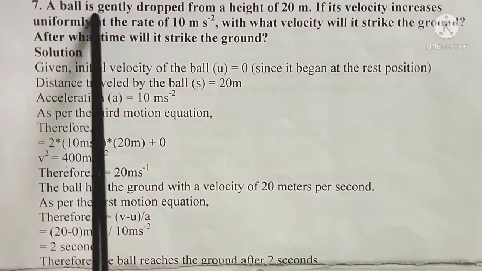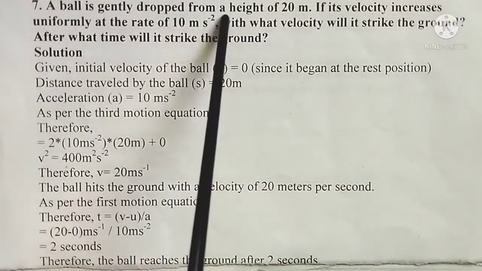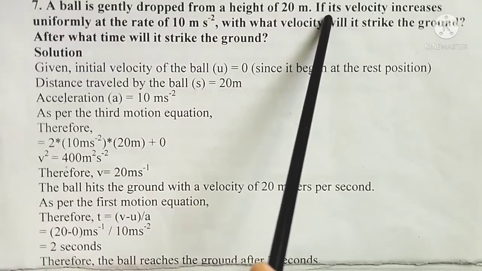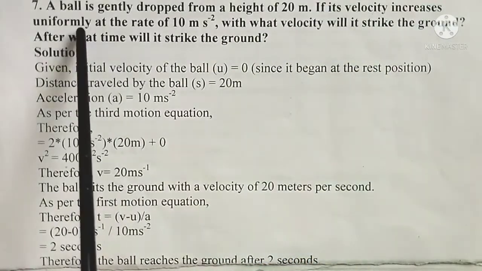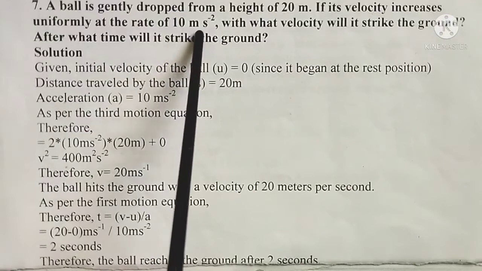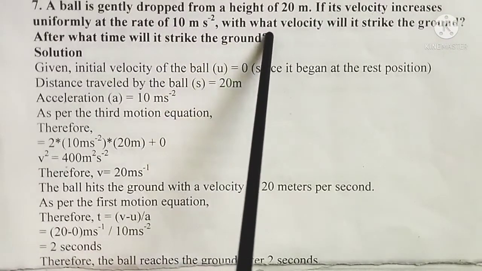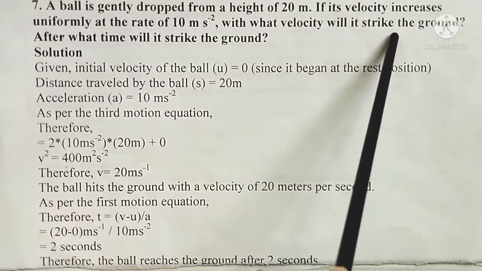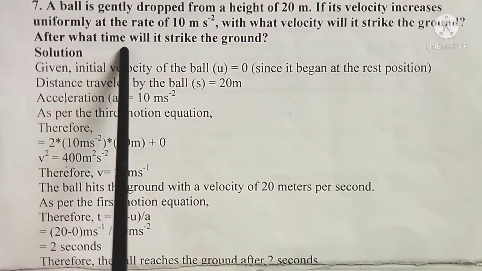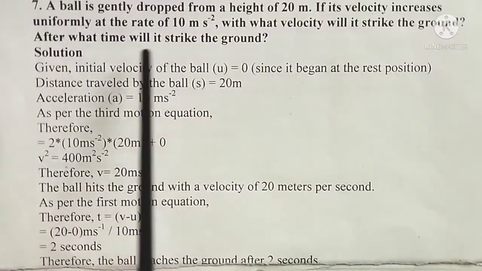Seventh one, a ball is gently dropped from a height of 20 meters. If its velocity increases uniformly at the rate of 10 meter per second square, with what velocity will it strike the ground? After what time will it strike the ground?